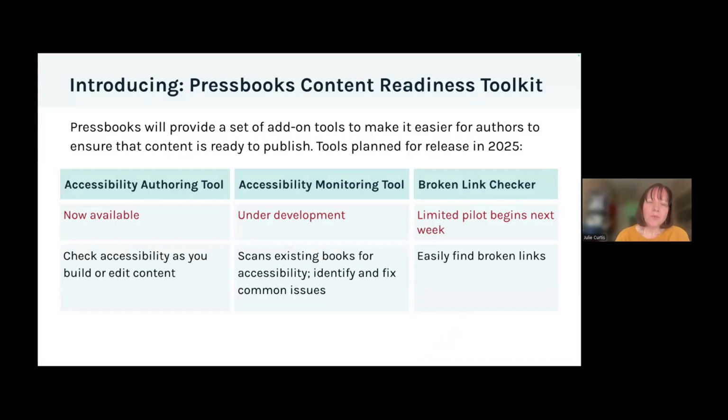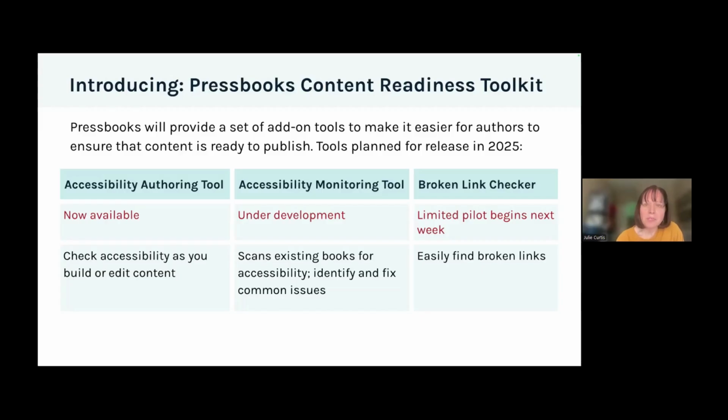So in terms of new and coming soon things, last month we talked a little bit about the Pressbooks Content Readiness Toolkit, which is a set of add-on tools that we have begun to deliver that make it easier for authors to make sure their content is ready to publish. And so the one that's now available, and a number of you may have already been using it in the free trial, is the Accessibility Authoring tool.